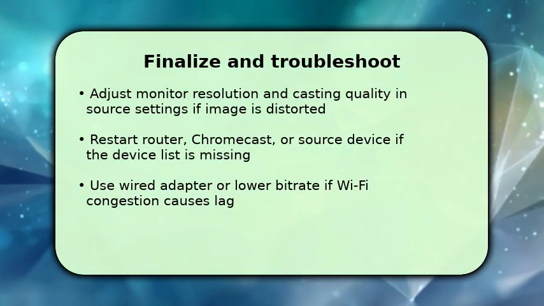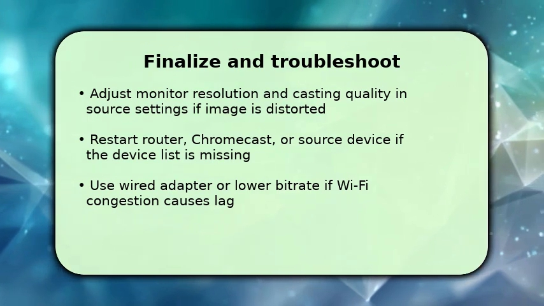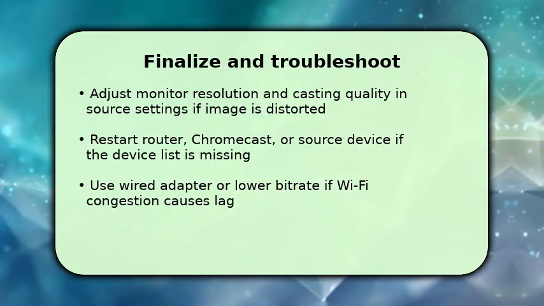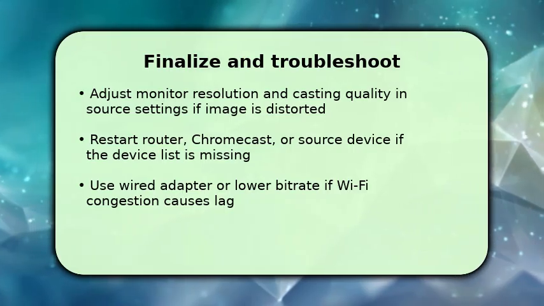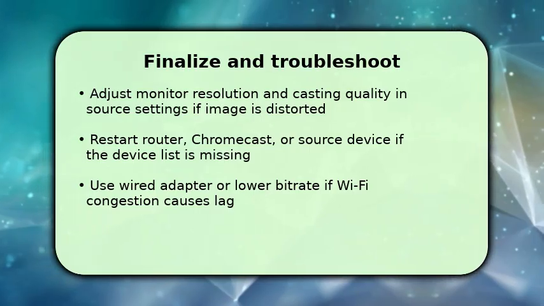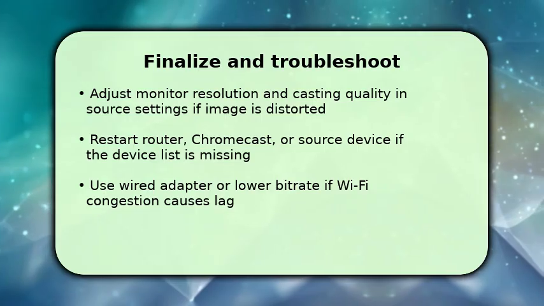You now finalize the connection and optimize performance. Check display settings on your computer to match the monitor resolution, and use casting quality controls in the app to improve clarity. If the monitor shows a black screen or the Chromecast fails to appear, restart the router, unplug and replug the dongle, or reboot the source device. This clears network or handshake problems.